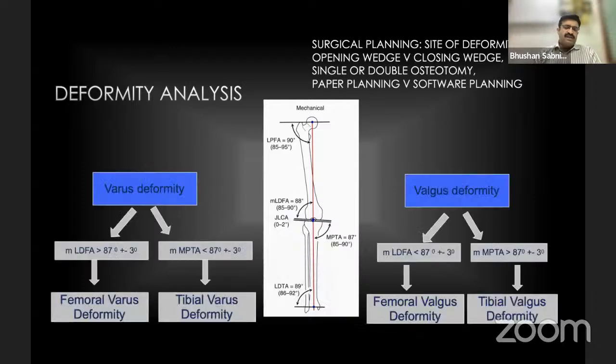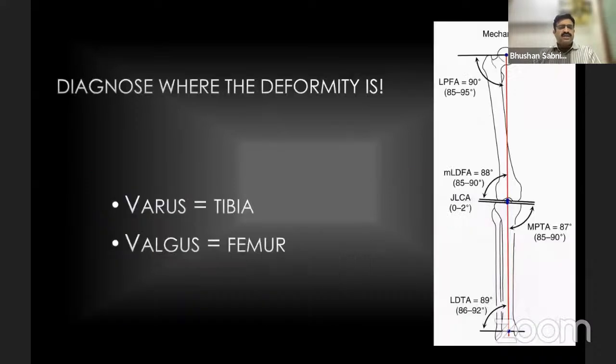So a person will have a varus deformity or a valgus deformity. You measure the angle that is abnormal, and based on that, you decide whether you need to do an osteotomy on the tibial side or the femoral side as such. So diagnose where the deformity is. The old dictate that varus is tibia and valgus is femur is wrong. And if we get time, I'll show you a case according to that.